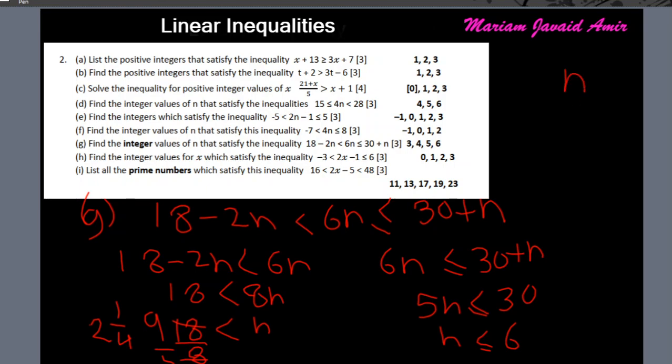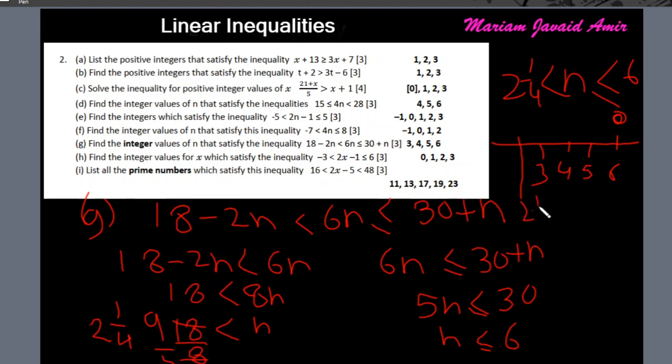So combined we'll write it as n is greater than 2 whole 1 by 4 and less than equal to 6. So on a number line we have 6, which is included, then we have 5, then we have 4, then we have 3, then we'll have 2 whole 1 by 4, and then we'll have 2. So in between these two the integer values are 3, 4, 5 and 6 only.